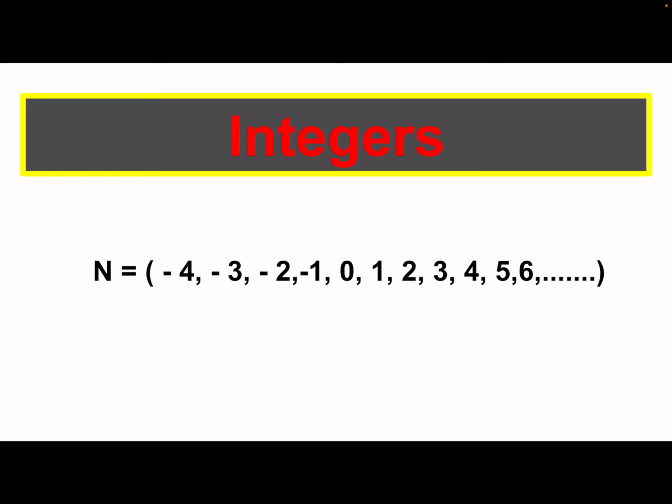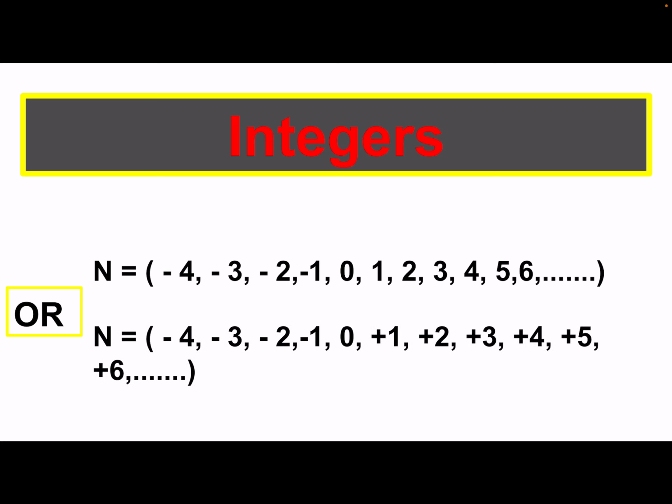Now we have written integers as -4, -3, -2, -1, 0, 1, 2, 3, 4, 5, 6. We can also write the integers as +1, +2, +3, +4, +5, +6. So whenever we are just writing 1, it always means it's a positive number and the positive sign is missing.